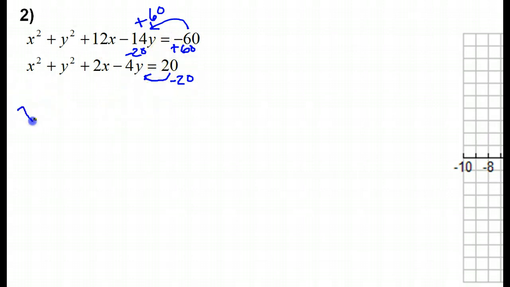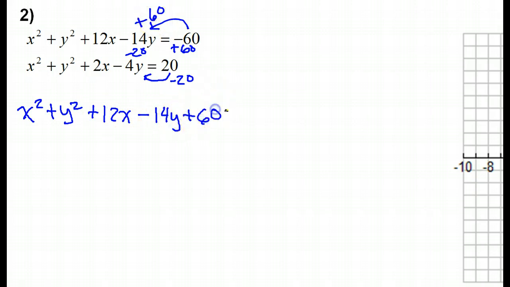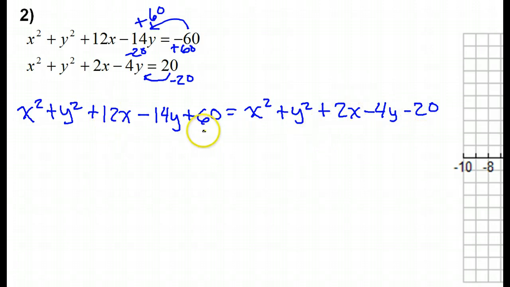So you would have x squared plus y squared plus 12x minus 14y plus 60, remember, and that should equal the other one, x squared plus y squared plus 2x minus 4y minus 20. Okay, set them equal to each other. Now let's simplify it and see if we get a line. We should get a line.